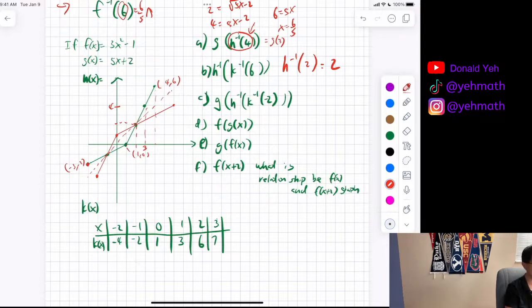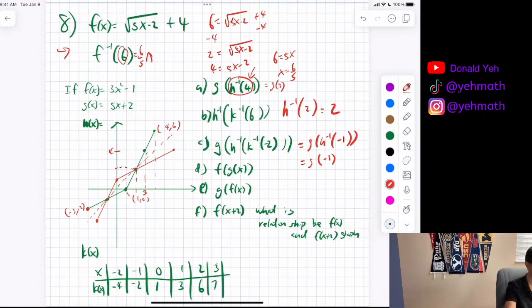Go to k inverse of -2 first. Well, k inverse of -2 is what? g of h inverse of k inverse. Wait, hold on a second. -1, I think, right? Is that right? And h inverse of -1 is what? It's also -1. How convenient. And then g of -1. So I'm going to go back and plug into g. So it's going to be -3. You guys did that?